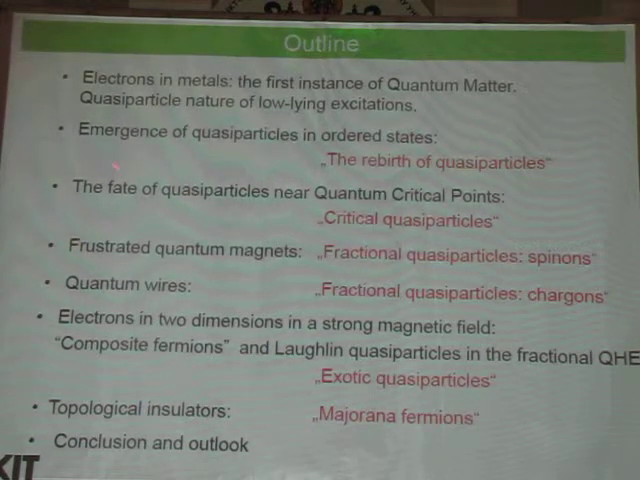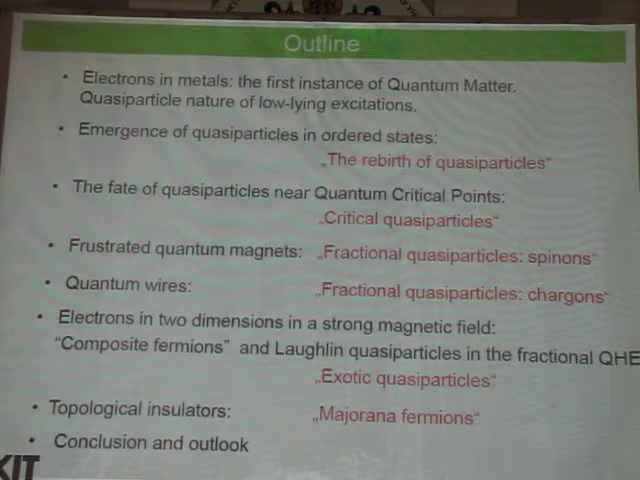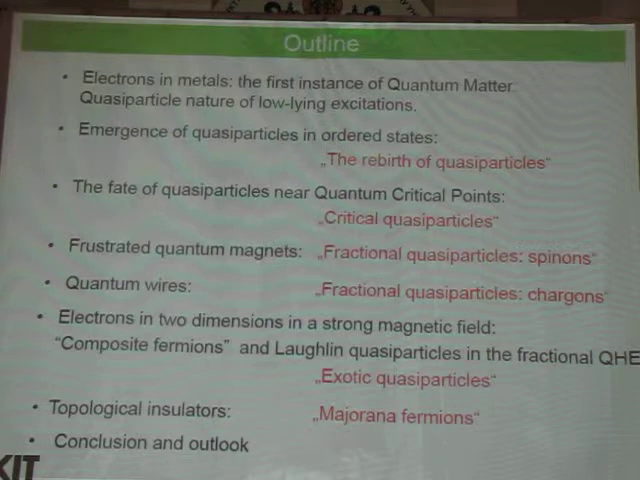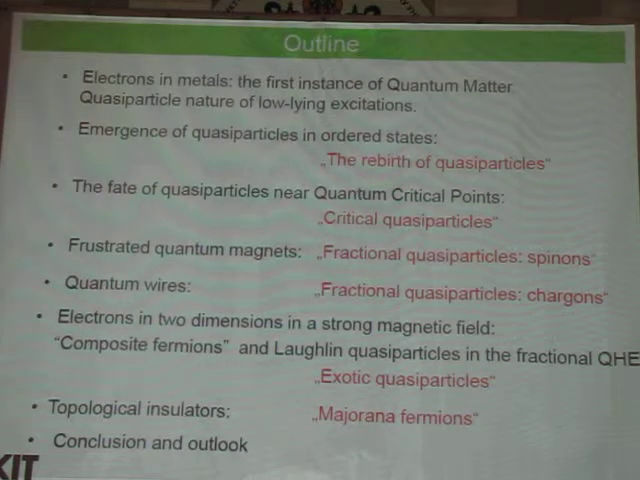Then we'll go on to the first relatively new subject, and that is what happens to quasi-particles near quantum critical points. Quantum critical points are phase transitions at zero temperature. So you would say, well, zero temperature is not accessible anyway, so why are we interested in a phase transition at zero temperature? But as I will show you, the influence of this quantum critical point at finite temperature is tremendous. There are really big effects, and it's an absolutely new big field of research nowadays.